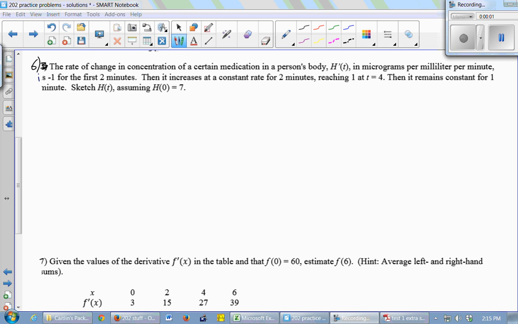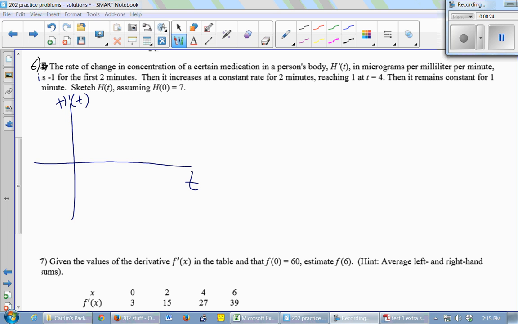Okay, so we're given some information about h prime, and then they're asking us to sketch h. So I think it would be easiest if we start by sketching h prime, and use the graph of h prime to inform our graph of h. So I will start with h prime. So this is going to be t and h prime of t.